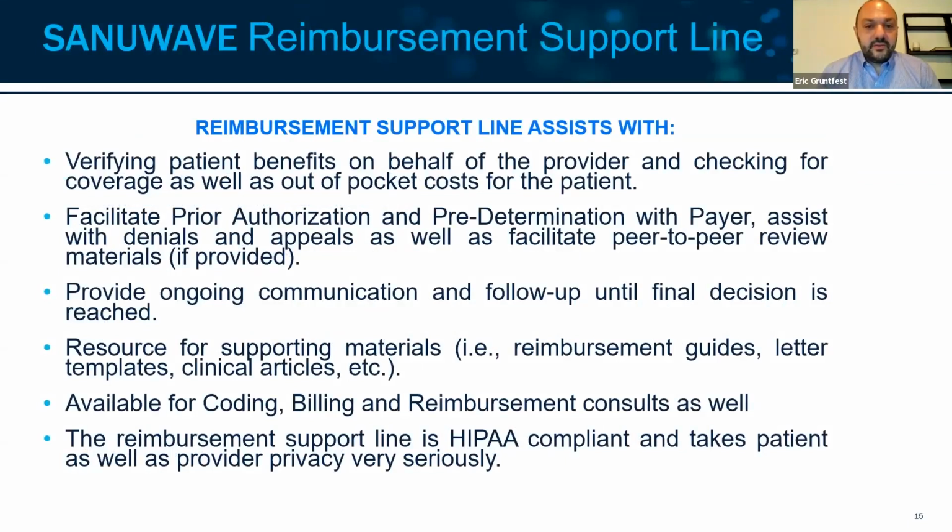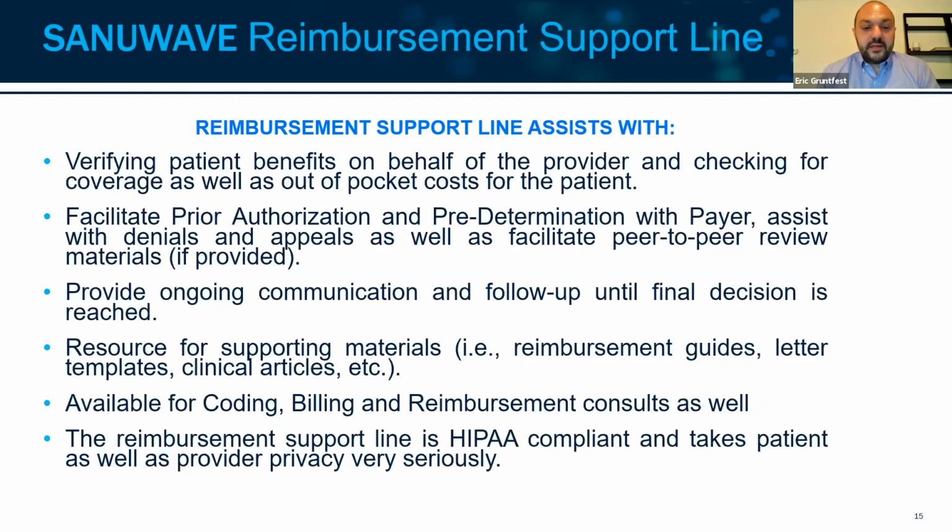Sanuwave has an excellent reimbursement support line for both providers and patients. The reimbursement support line assists with verifying patient benefits on behalf of the provider. They check for coverage for the products with the insurance plan, as well as reporting back any out-of-pocket costs that the patient may incur with these treatments. The reimbursement line also facilitates prior authorizations with the payer. They assist with denials and appeals as necessary, or facilitate any peer-to-peer reviews as well.